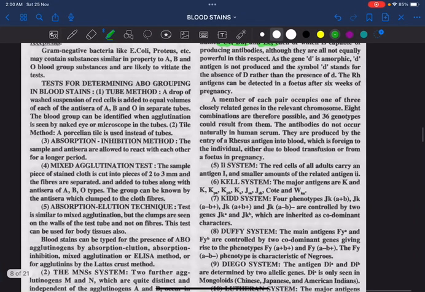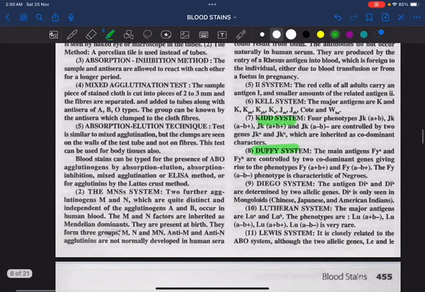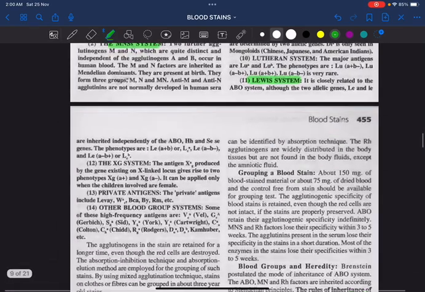Then we have the Kell system, Duffy system, the MNS system, Lewis system. These are the different names. Just remember the names. That's it.